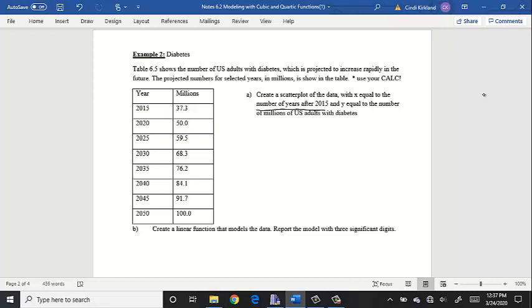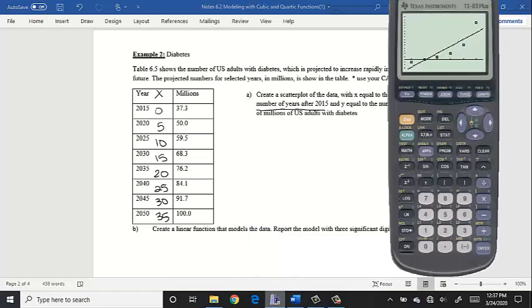So the first thing that we're going to do is align our data. Since X is the number of years after 2015, we're going to take all of our values for X and subtract 2015. So 2015 minus 2015 is 0, 2020 minus 2015 is 5, 10, 15, 20, 25, 30, and 35. So we're going to create a scatter plot of that data.